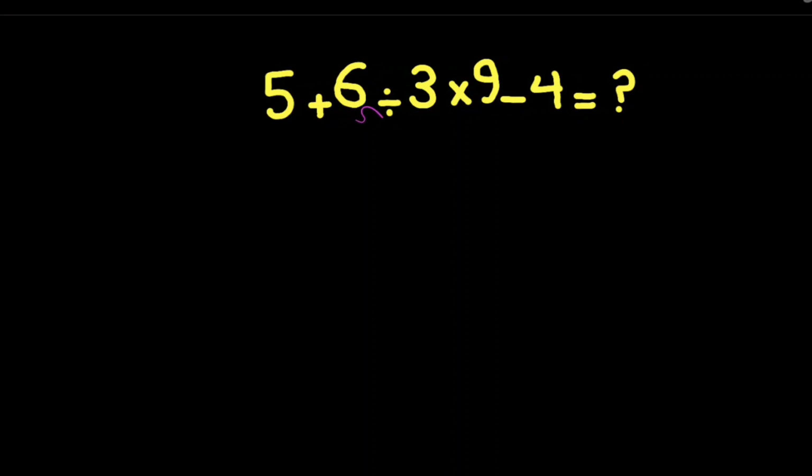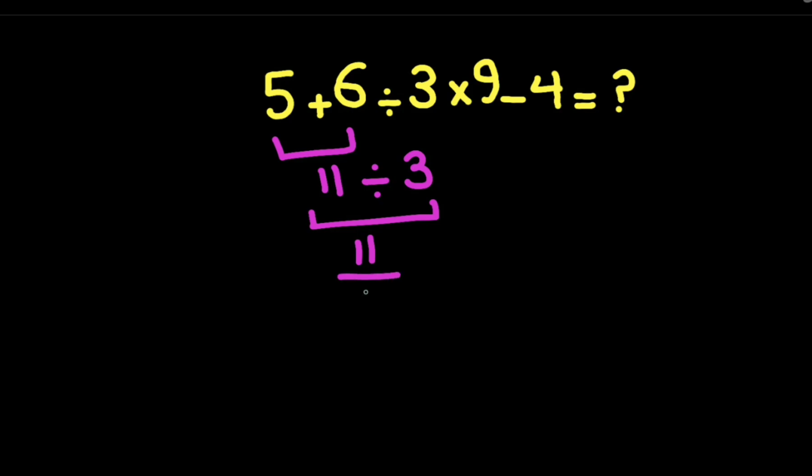5 plus 6 divided by 3 times 9 minus 4. Okay, 5 plus 6 gives us 11. 11 divided by 3 gives us 11 over 3. And times 9 gives us, we can simplify this. 3 divided by 3 gives us 1.